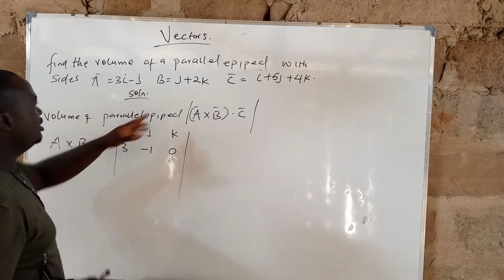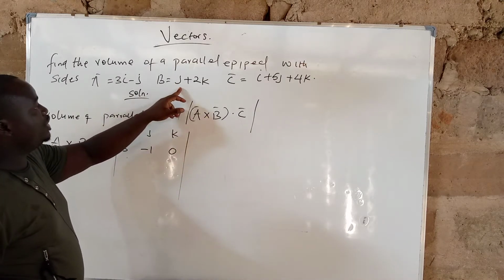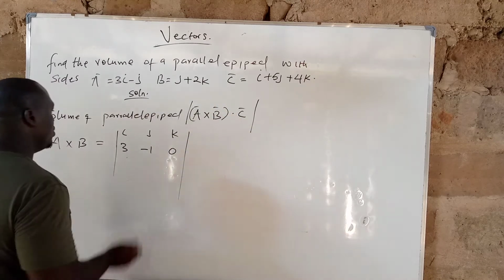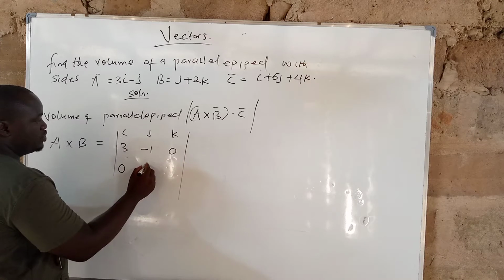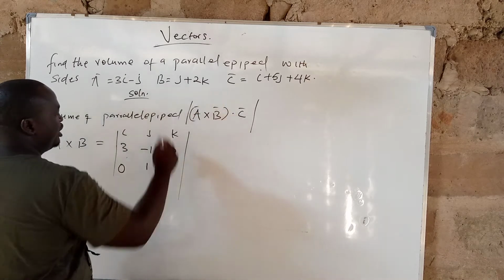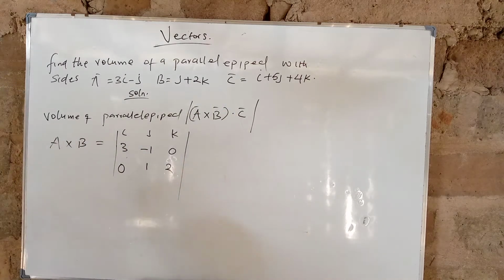Now come to B. We do not have i, we only have j plus 2k. That means your i is 0. The coefficient of j is 1 and the coefficient of k is 2. And then all you need to do right now is to solve it using the matrix method, and your answer will flow naturally.